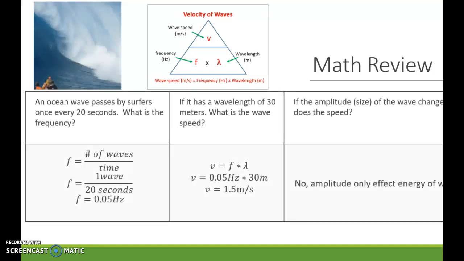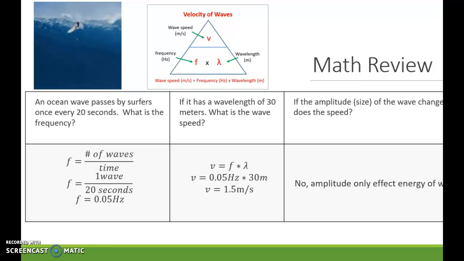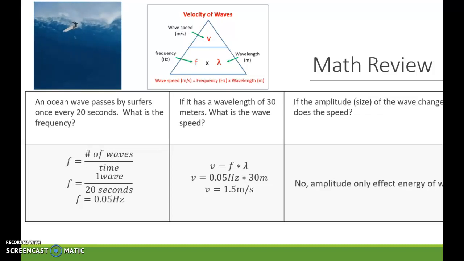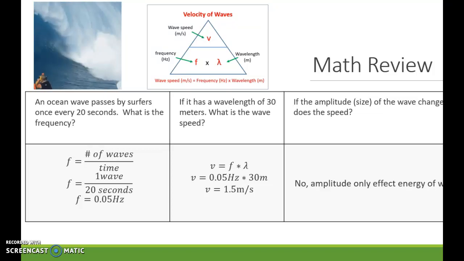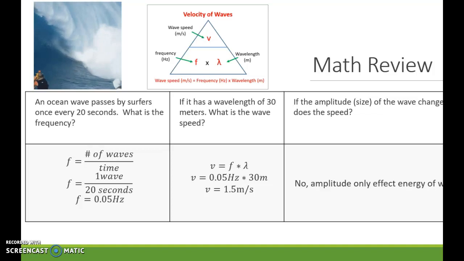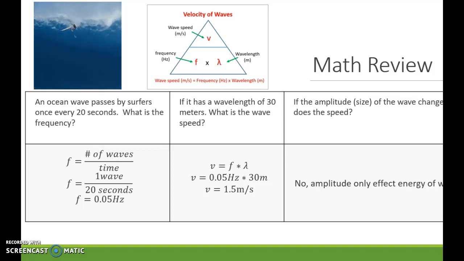Here's some review of some of the math that we've done in the past. Notice in the first one, you needed to find the frequency, so you needed to divide the number of waves by the seconds to find it, and that was 0.05 hertz. The second one, you needed to multiply to find the speed, that's v equals f times lambda. That was 1.5 meters a second. And the last one, we needed to find out if the amplitude of the wave changes the speed. No, the amplitude only affects the energy of the wave.